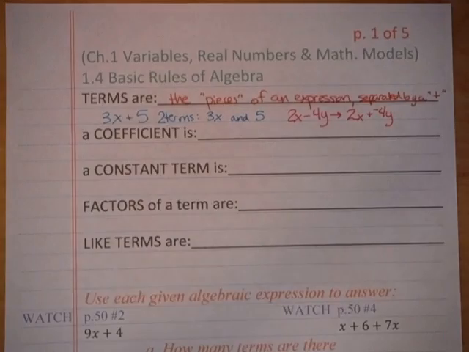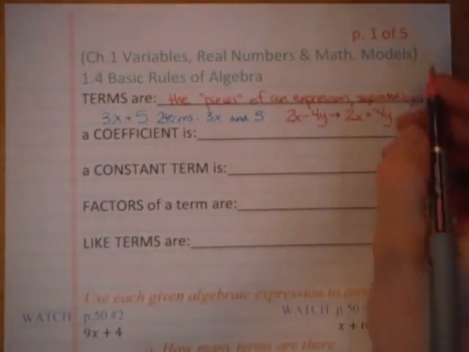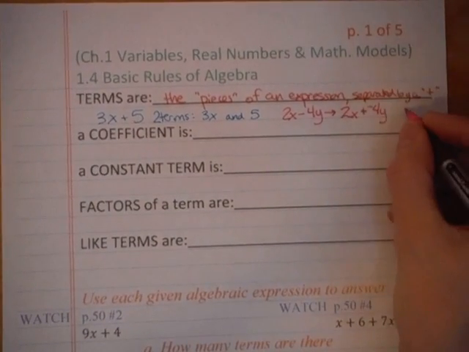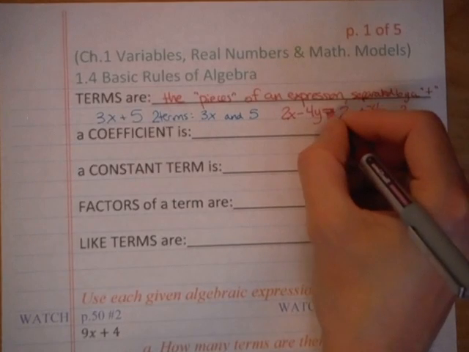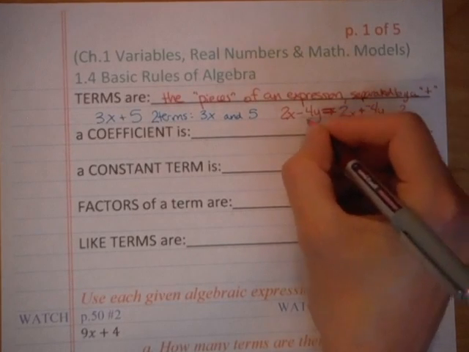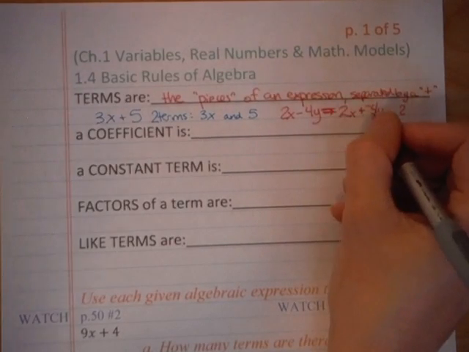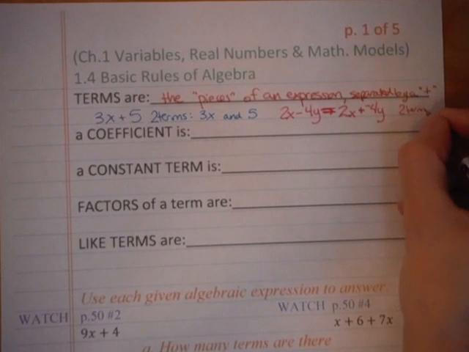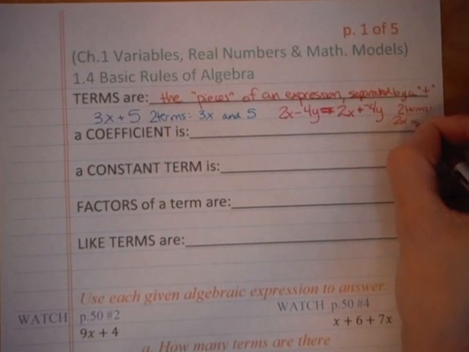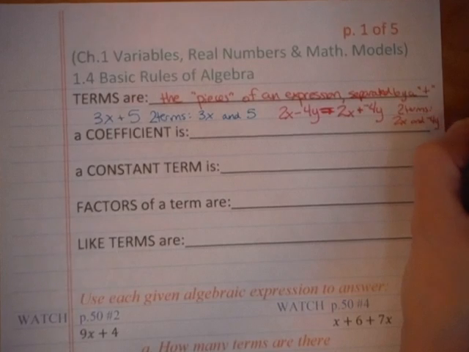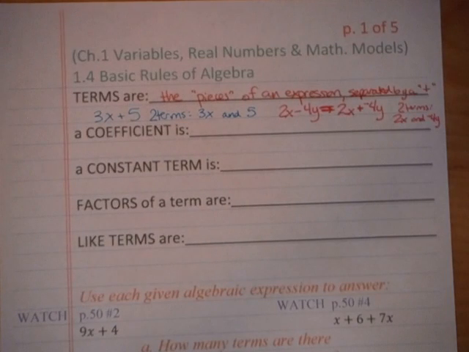Okay, so then that plus sign tells us we have two terms here. So really I should make this an equal. These two equal each other: 2x minus 4y equals 2x plus negative 4y. There are two terms here. One of them is 2x, one of them is the negative 4y. Very important that you attach those negatives to those terms. It will really help you out when we get further along in 1665.